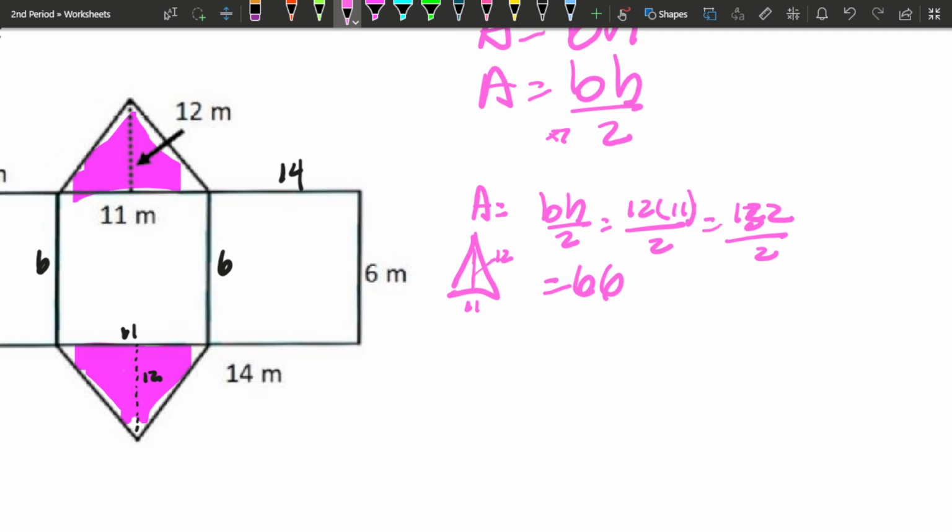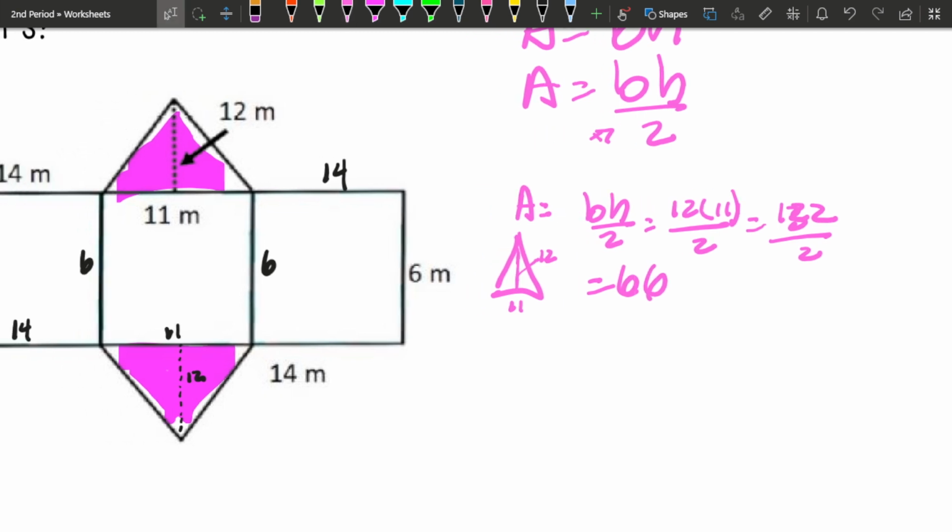But how many of these do I have? How many triangles do I have? Times 2. So this times 2 is what? 132 for both of them. So this right here, this is 66. This is 66.